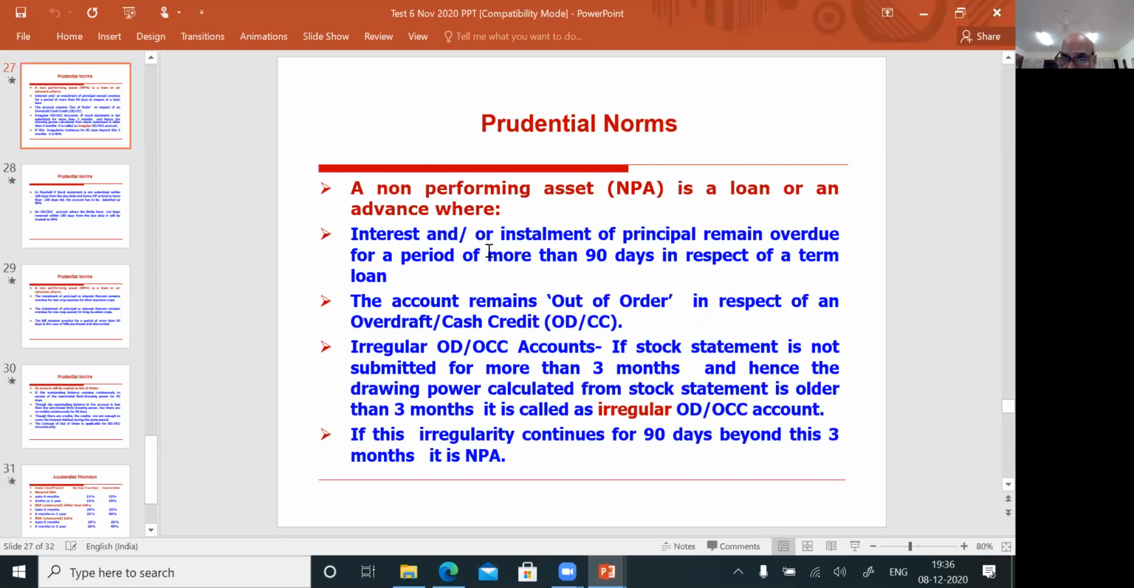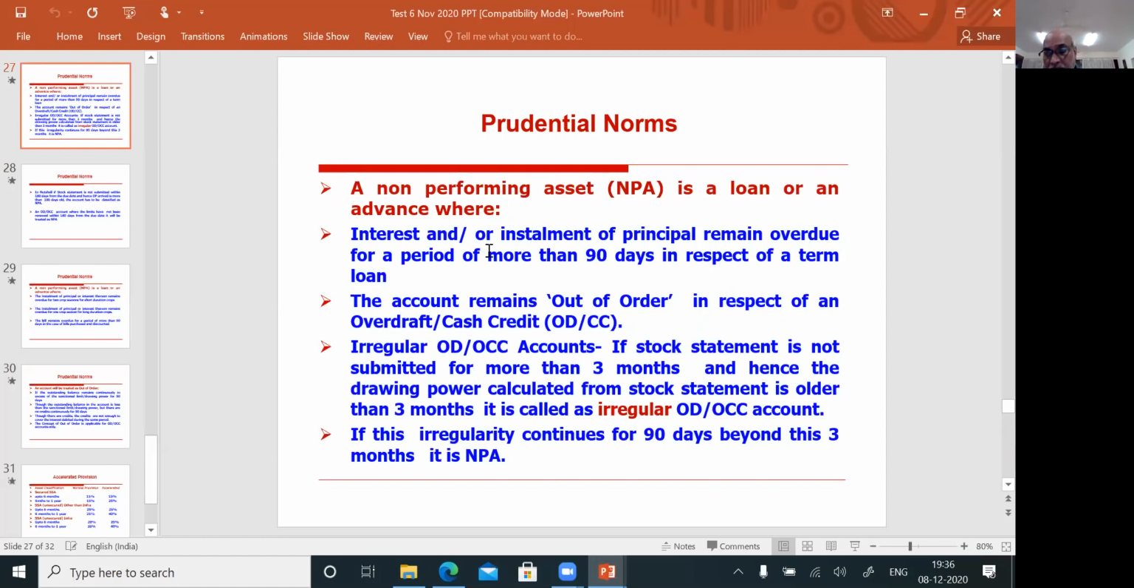In the case of an OD/OCC account, if it is classified as an out of order advance, then it is NPA. Again, I repeat, in the case of OD/OCC accounts, if it is classified as out of order, what is out of order? I will show it on another slide.